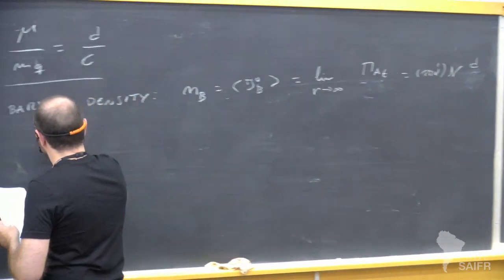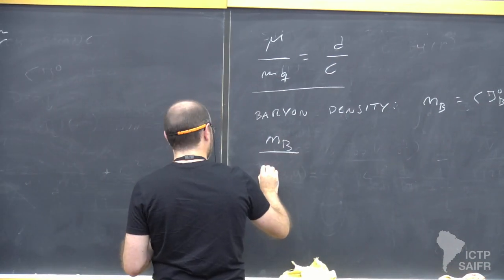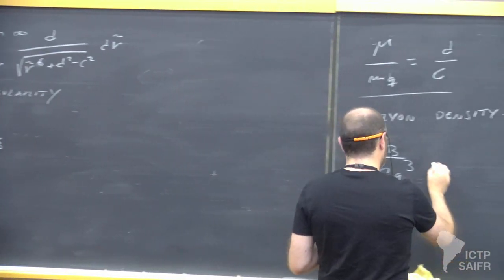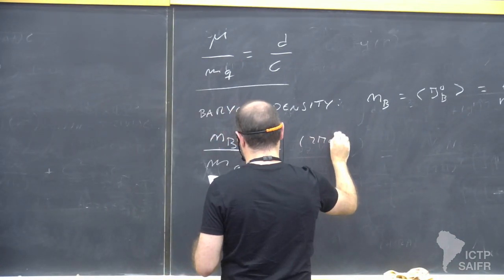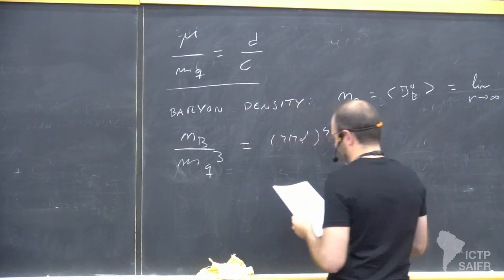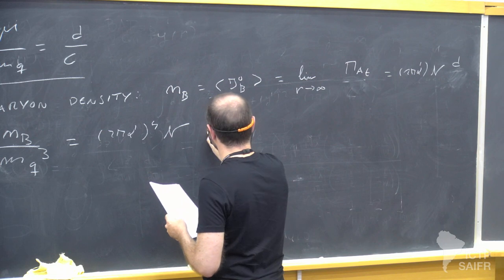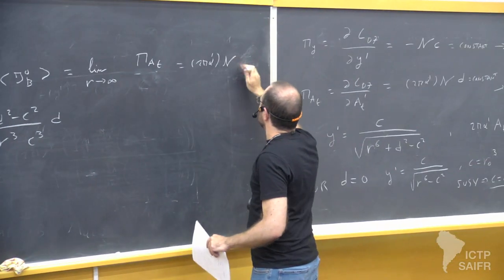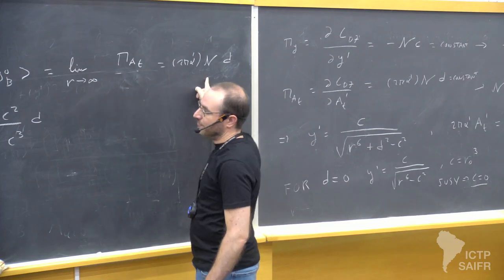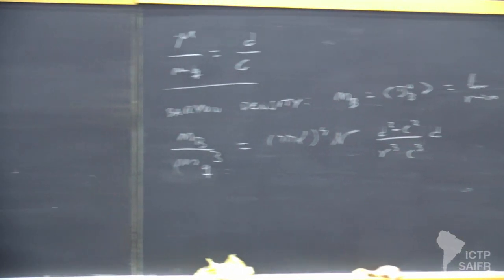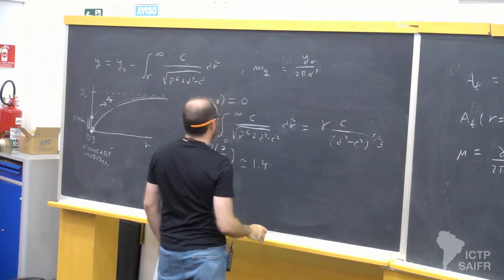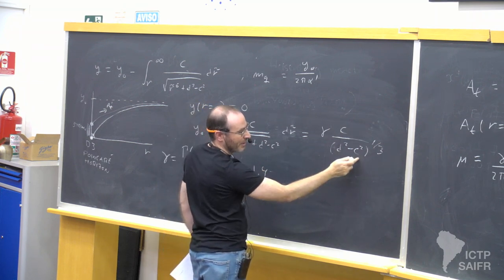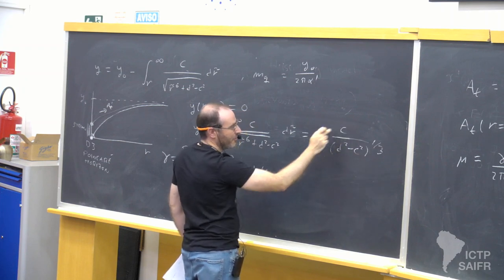Okay, so now I can divide the baryon density by the mass to the cube. And that's going to give me a factor like this, and then D squared minus C squared. OK, so the D is coming from this definition, and then the mass times 2 pi alpha prime is y naught. y naught is proportional to this, so when I invert and take the cube, then this becomes this D squared minus C squared factor divided by C cubed divided by gamma cubed.